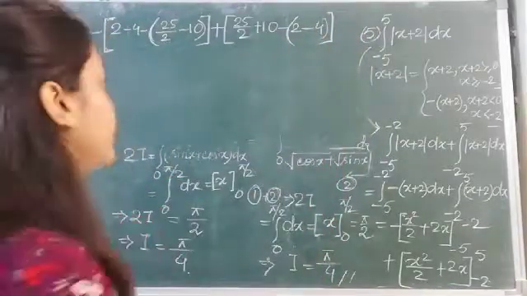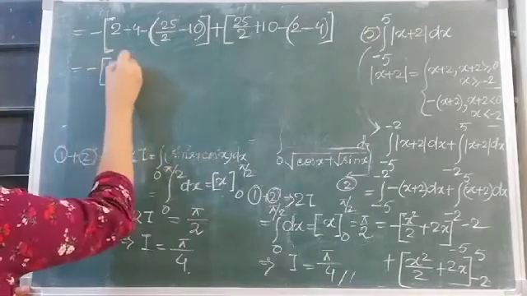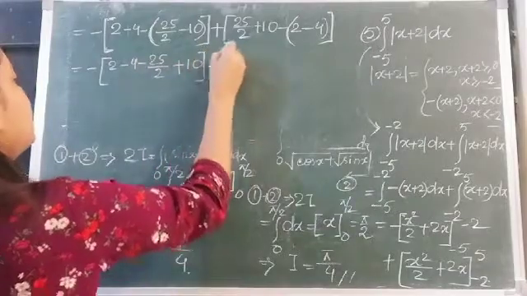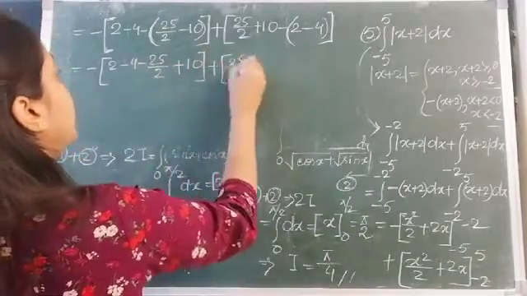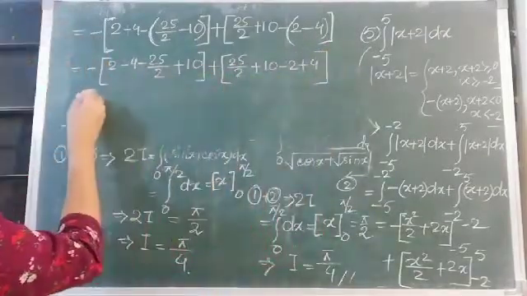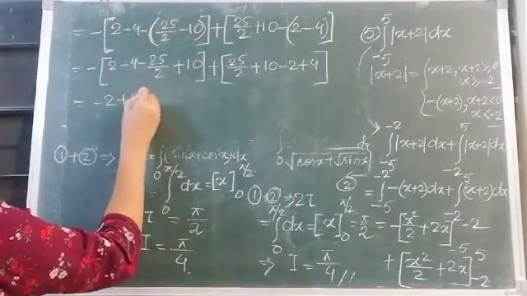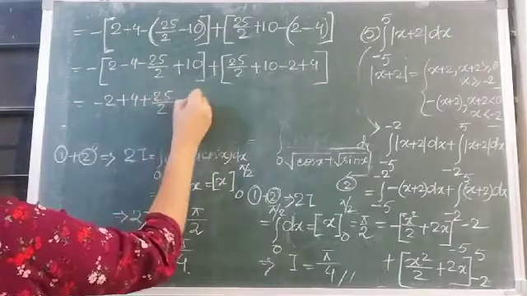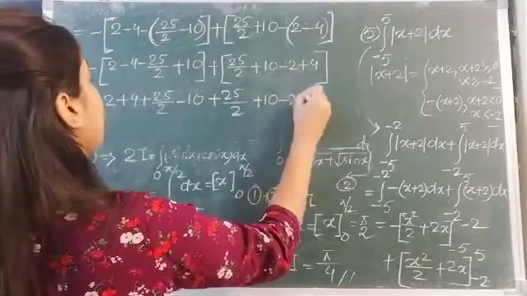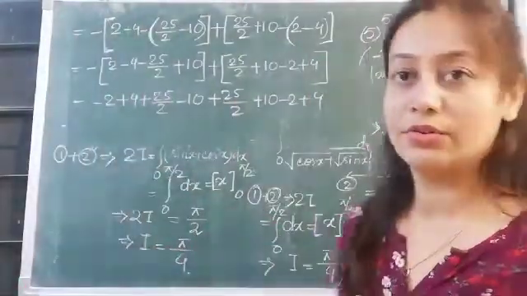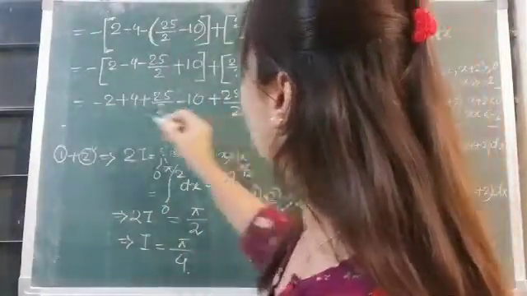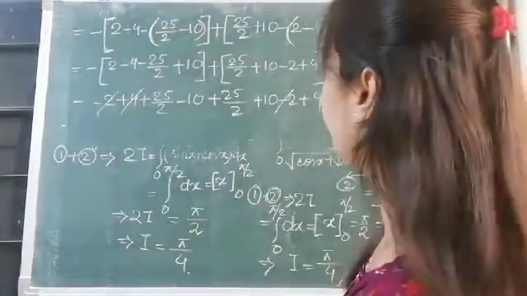Now what you will do is you open the bracket. So minus of (2 minus 4 minus 25 by 2 minus 10) plus 25 by 2 plus 10 minus (2 minus 4). Open this bracket again, so you'll get minus 2 plus 4 plus 25 by 2 minus 10 plus 25 by 2 plus 10 minus 2 plus 4, and check whether any term cancels or not, okay? So minus 2 is equal to minus 4, so minus 4 will get cancelled with one of the 4 here, okay?